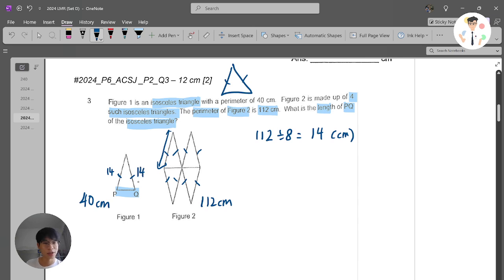And if here is 14, here is 14, then how to find PQ? You just need to subtract. So 40 minus 14 minus 14. And the answer would be 12, and this will be in cm.